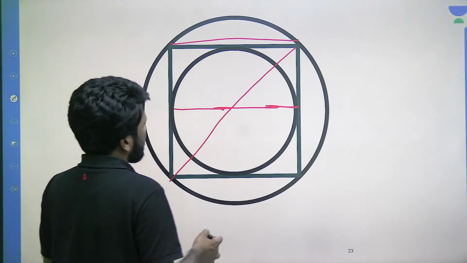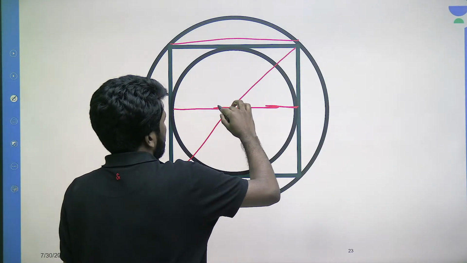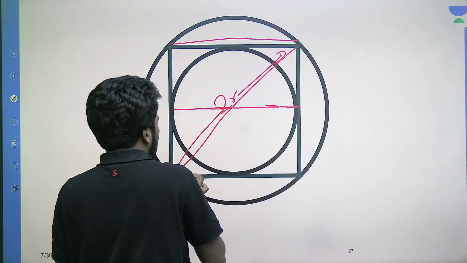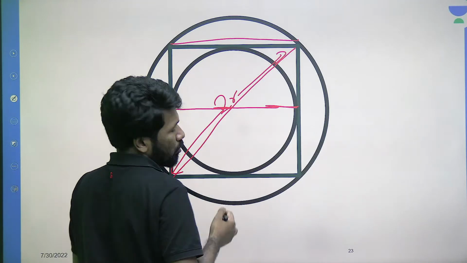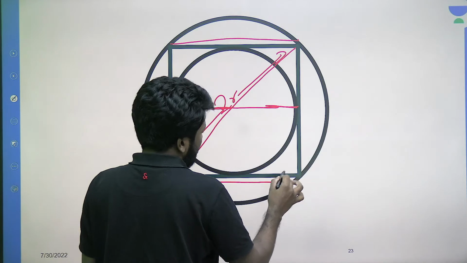So the question is saying r is the radius of the outer circle. So with radius r, the diameter will be 2r. And the diagonal of the square is also 2r. Diagonal of the square is 2r, so what will be the side?